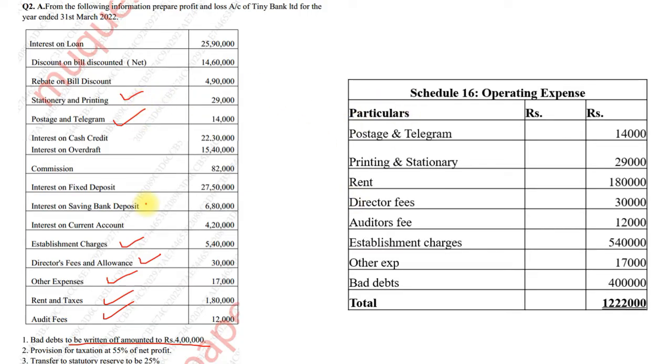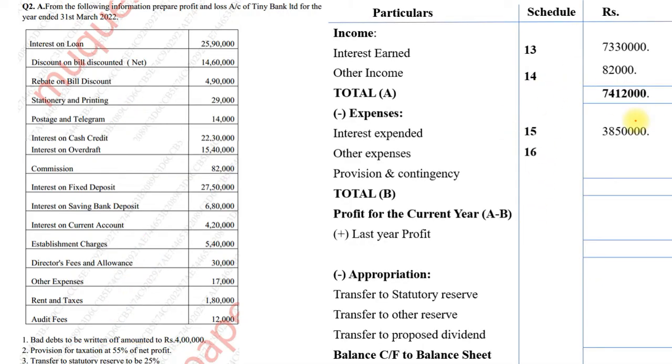Okay, so there are 8 itineraries: 1, 2, 3, 4, 5, 6, 7, 8. We total it up, it comes to 12 lakh 22,000. That was our Schedule 16 operating expense total. So we take it to our schedule. Okay, 12 lakh 22,000. Now be careful here.